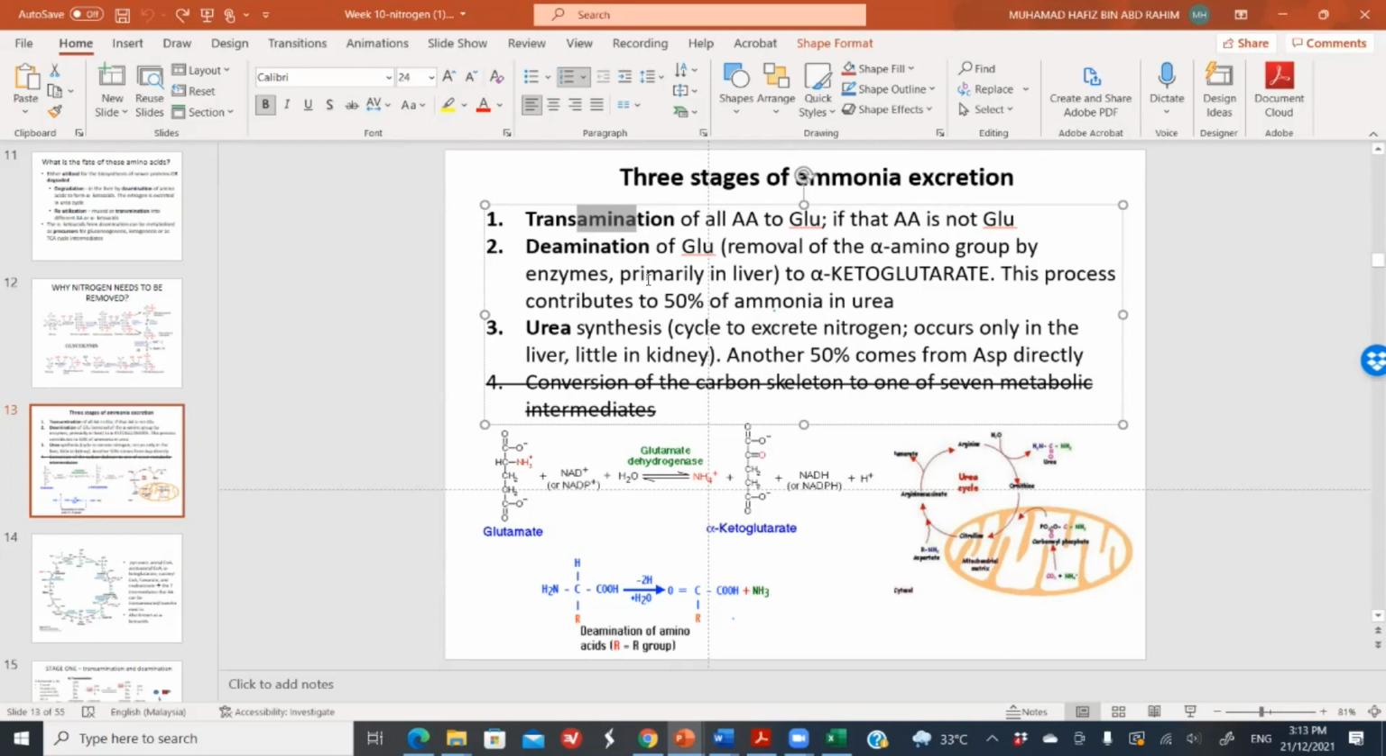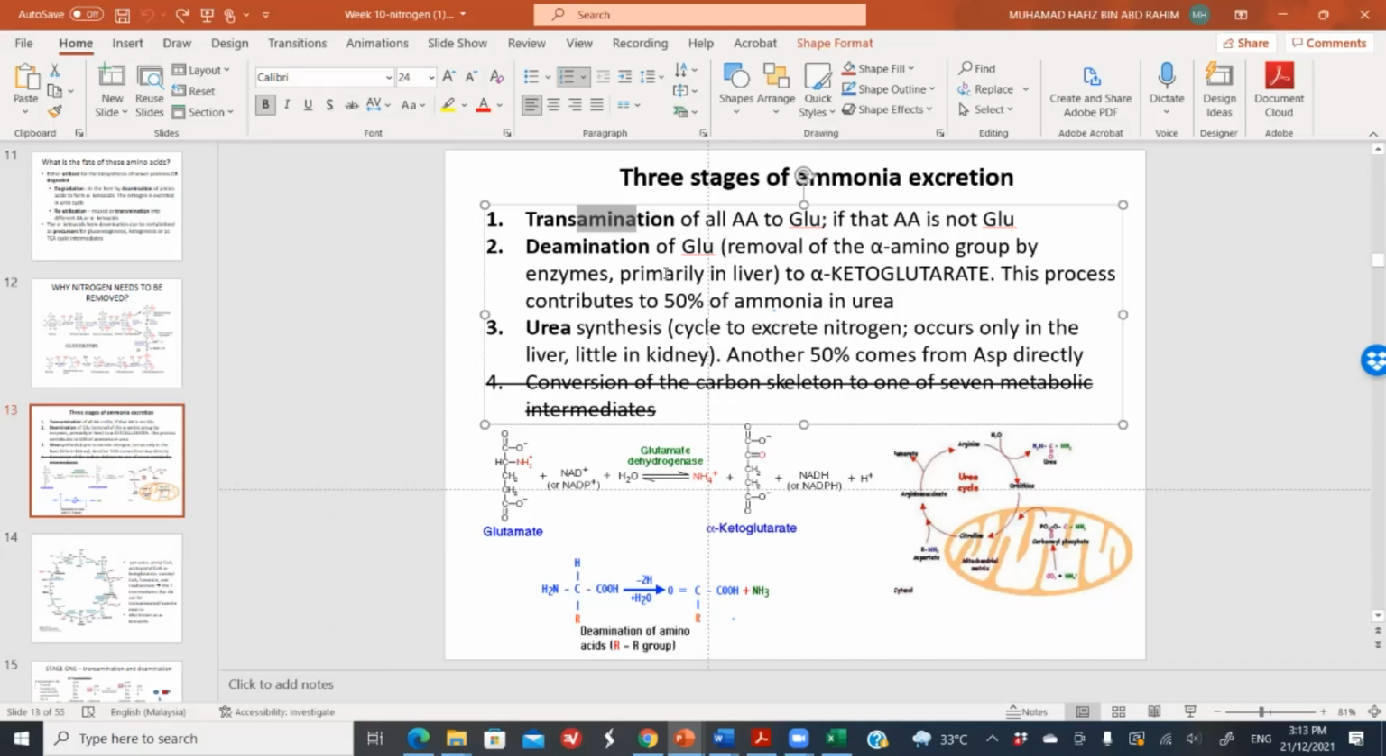What is trans? Trans means the movement from one to another. In this case, it is the movement of an amine group to another. So it transaminates, it moves this nitrogen from an amino acid to another to form glutamate. So that's what we call transamination.